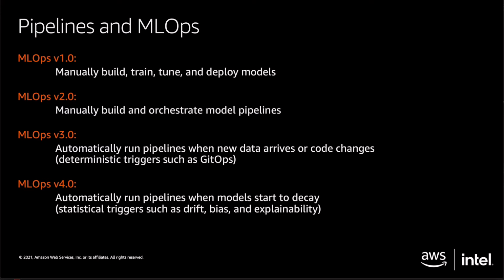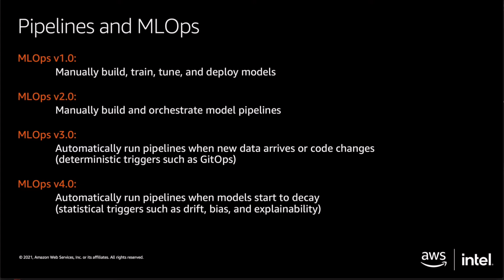And I really like to classify MLOps into the 4 phases you see here. When we're manually building, training, tuning, and deploying individual models, this is when I refer to MLOps 1.0. When we move from the individual models to building and orchestrating model pipelines, this would relate to MLOps 2.0. But we're still manually building and orchestrating those pipelines.